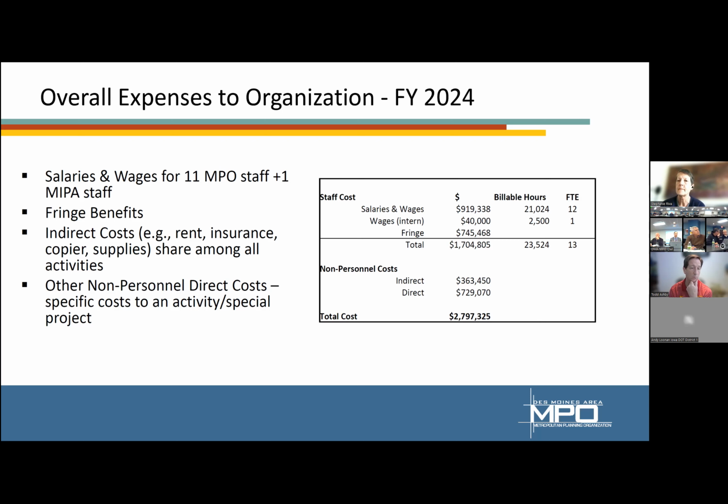The real difference between indirect cost and the other direct cost is shared across everything. So it's shared with MIPA and with SERPA and those others. The direct costs are more specific to whether it's MPO, SERPA, and so forth. So you can see up there, the full project cost is about 2.8 million. I will point out the direct cost, that 729,000 is quite high compared to what we typically do.